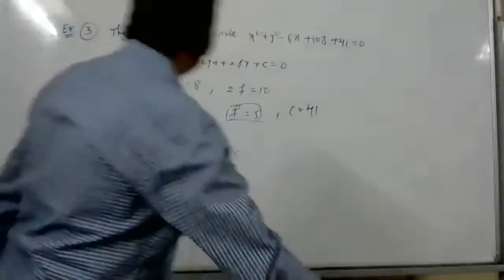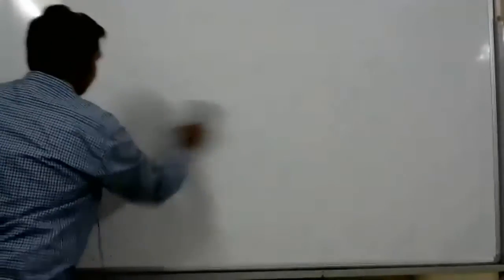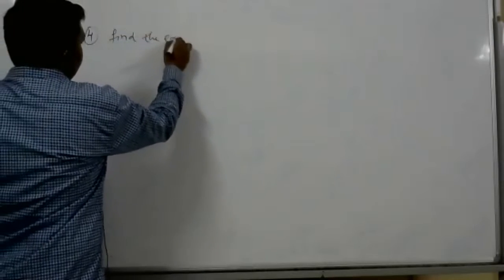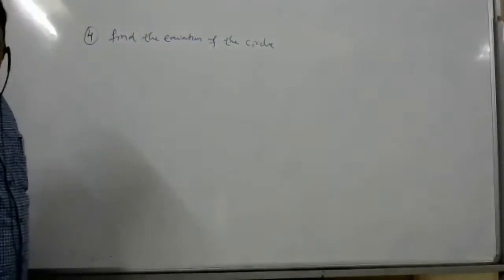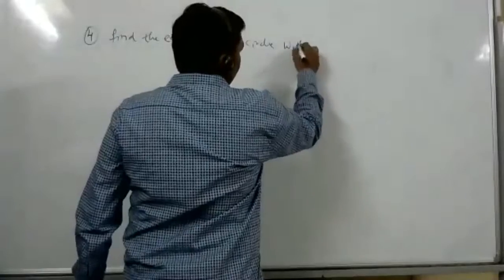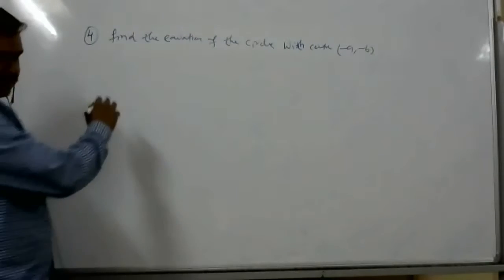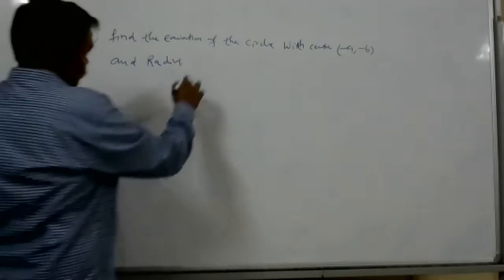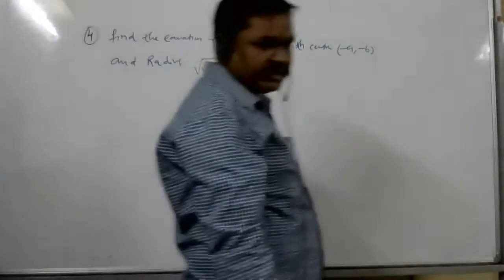Next, find the equation of the circle with center minus a, minus b and radius under root a square minus b square.